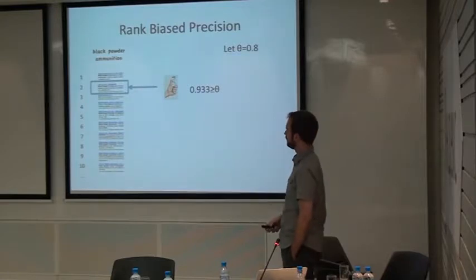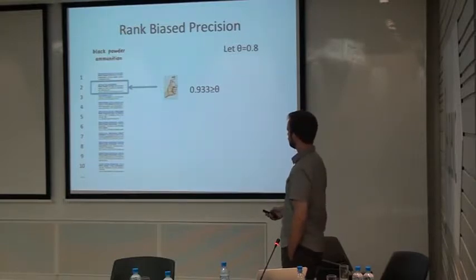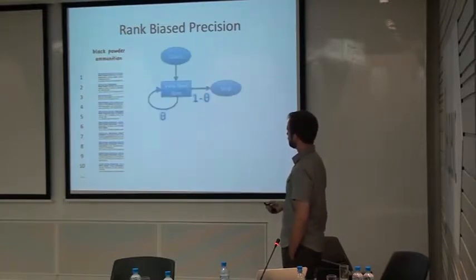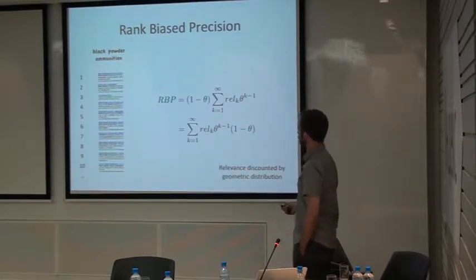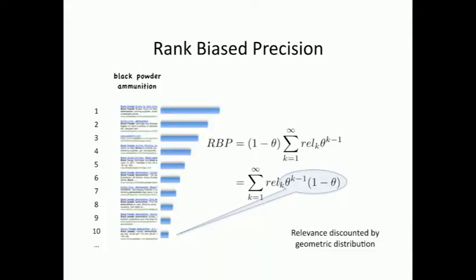And then after that, the user will toss a biased coin. So this is a coin that has probability theta of coming up heads. And if it is heads, then they'll go on to the next document in that ranking. If it's tails, then they'll abandon the search and they won't look at anything else. And then the same thing happens when they get to document 2. They'll flip the coin again. If it comes up heads, they go down again. If it comes up tails, they abandon, and so on.